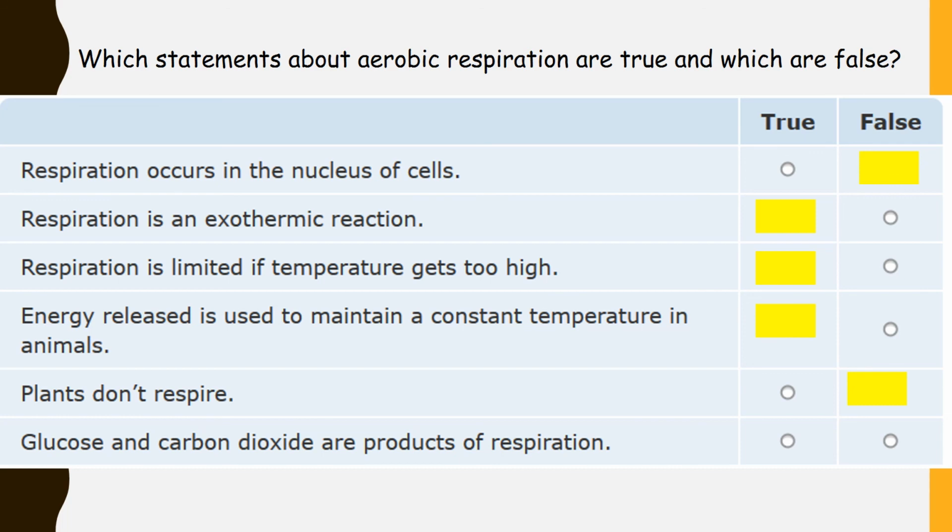And the last one, glucose and carbon dioxide are products of respiration. Is that true or false? Well done if you realise that it is false. So carbon dioxide is a product, but glucose is not a product. Glucose goes in, so glucose is a reactant. Well done if you managed to get all 6 of those correct.